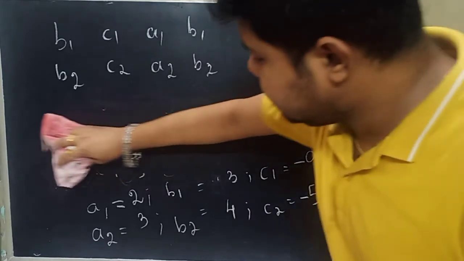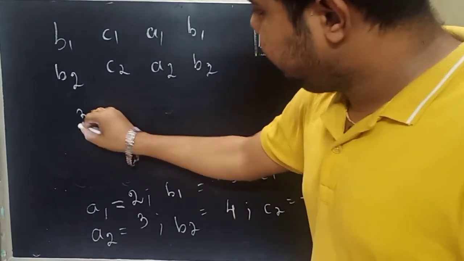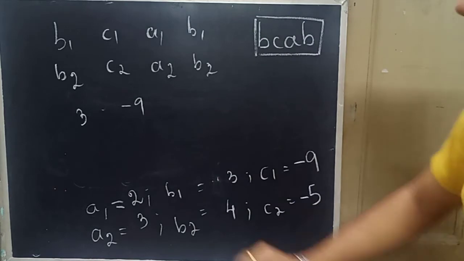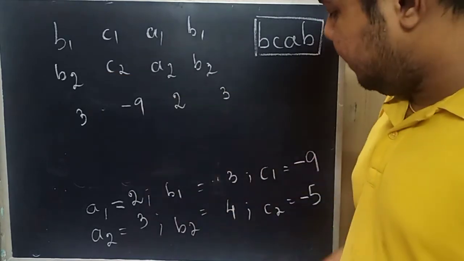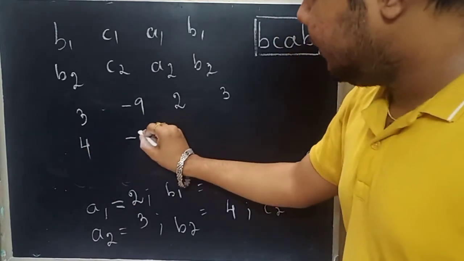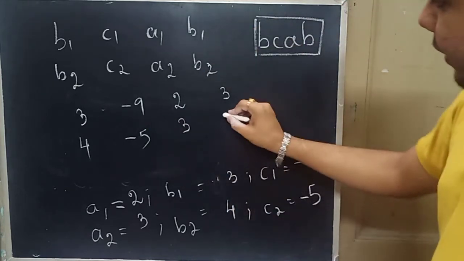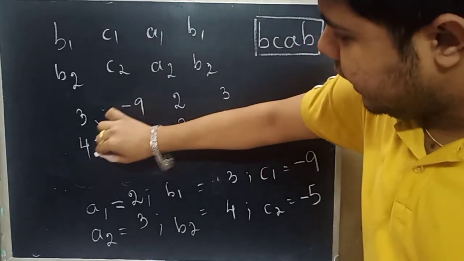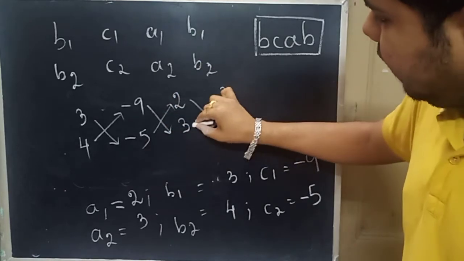So what are the values? The value for B1 is 3, C1 is minus 9, A1 is 2, and again B1 is 3. The value for B2 is 4, C2 is minus 5, A2 is 3, and B2 is again 4. Draw these arrows: down arrow, up arrow, down arrow, up arrow, down arrow, up arrow.